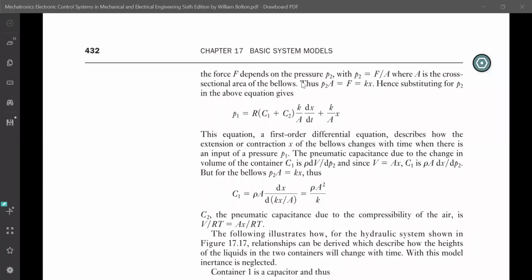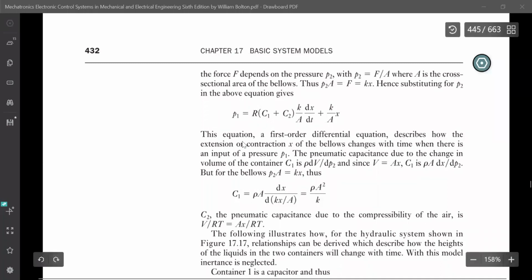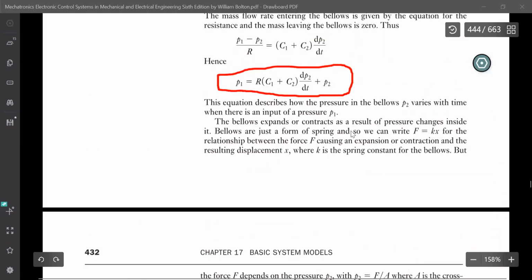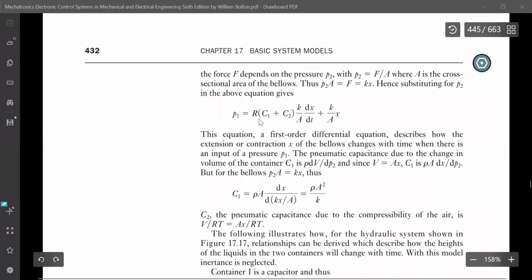So we got this other equation. Hence, substituting for P2, which we already derived in the previous equation, we get P1 is equal to R times C1 plus C2 K by A dx by dt. This is another equation that you can get. This equation is a first order differential equation. It describes how the extension or contraction X of the bellows changes with time when there is an input of a pressure P1.